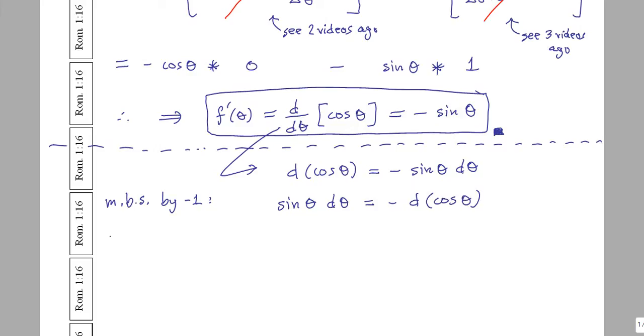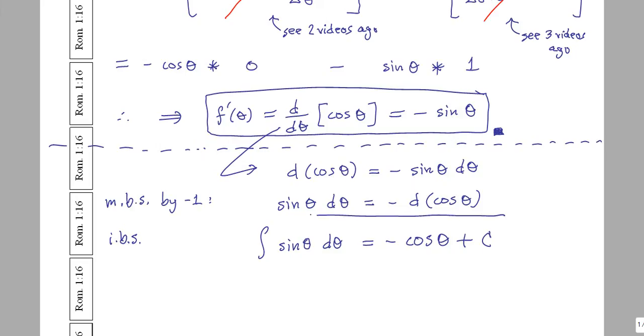And so now let's go ahead and integrate both sides of this. The integral of sine of theta d theta is equal to minus, the integral of d of something is that something plus a constant of integration, so it's going to be minus the cosine of theta plus a constant of integration. Okay, and so I believe that we all knew that that was coming.